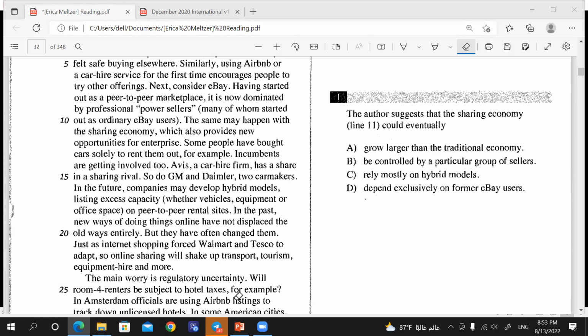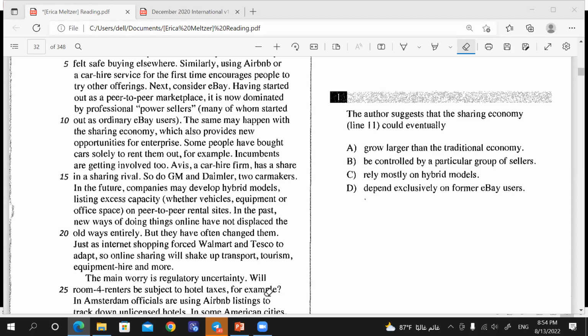Specific question with a line reference. Yes. No, it is not a purpose question. Here, the author suggests that the sharing economy, line 11, could eventually. This is a specific question with line reference. And I told you the word suggests can tell you what? It's an inference question, and a specific question with line reference.